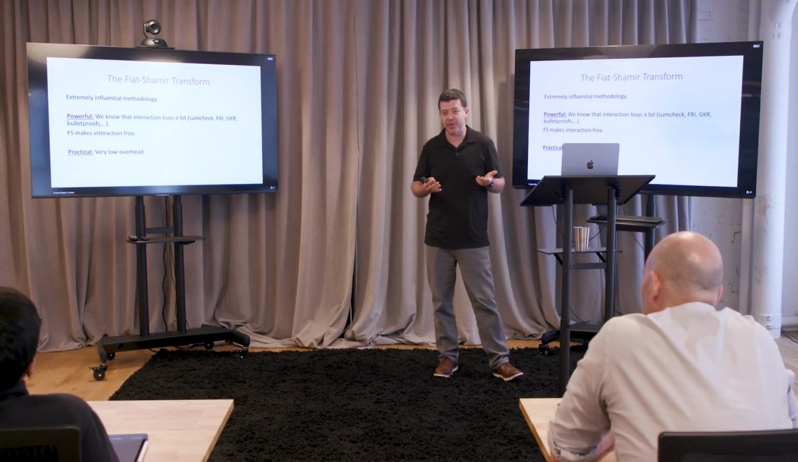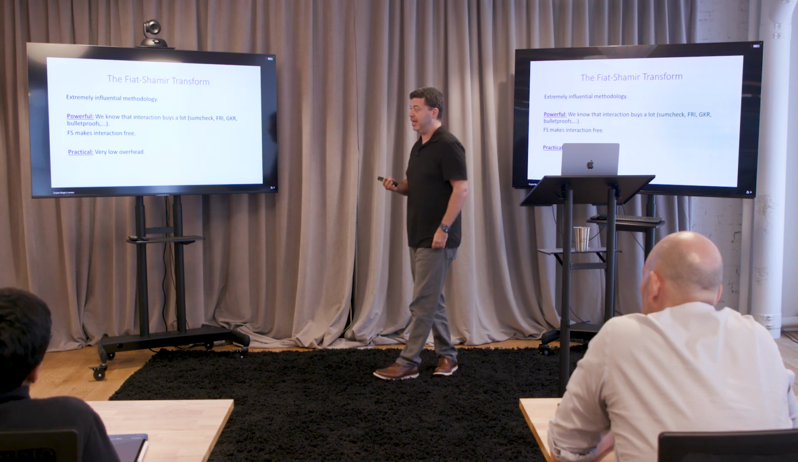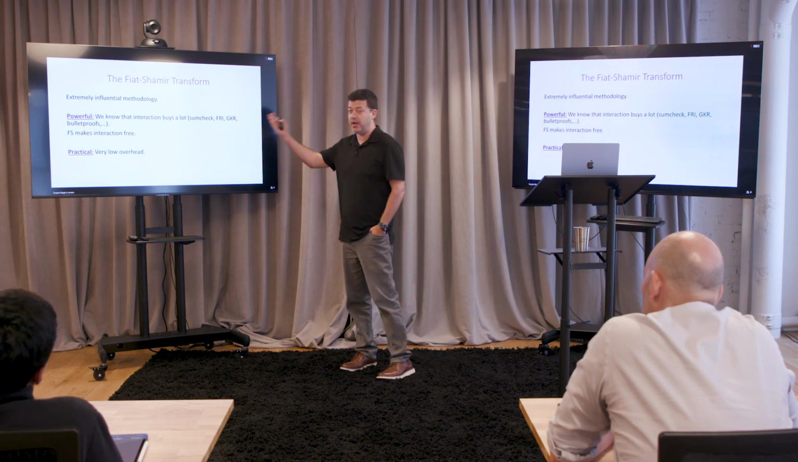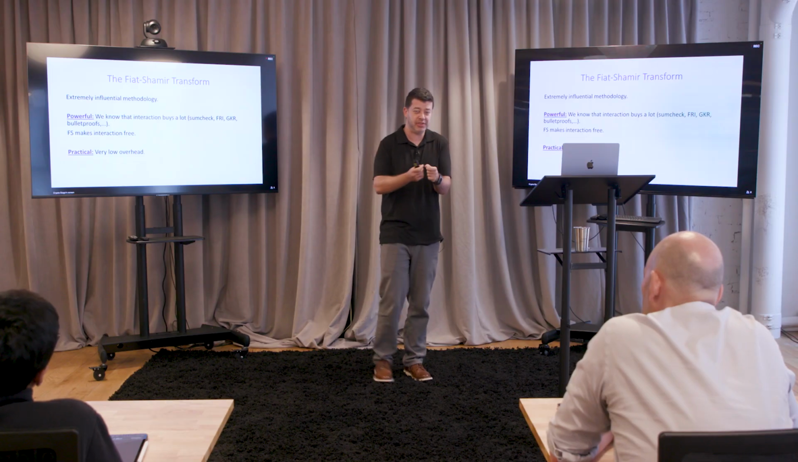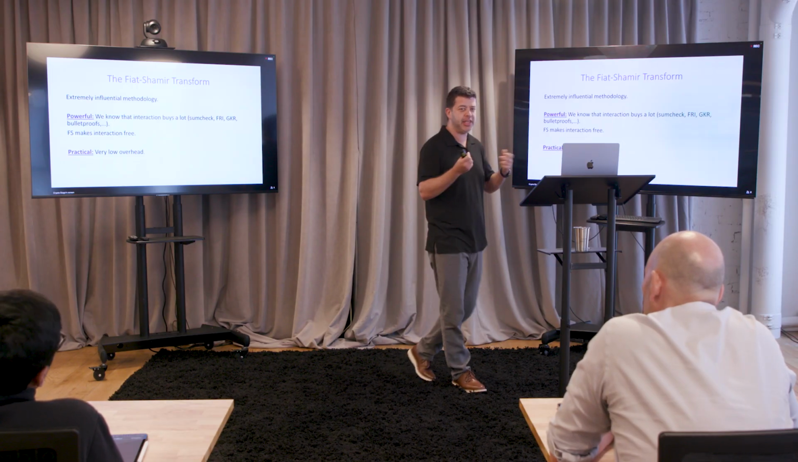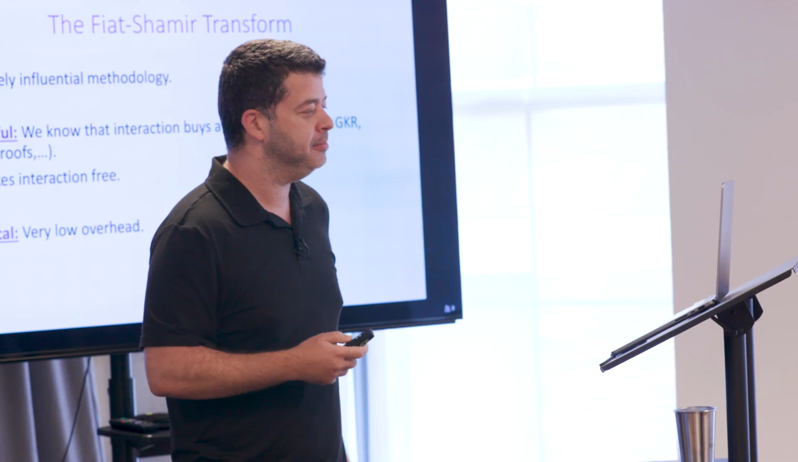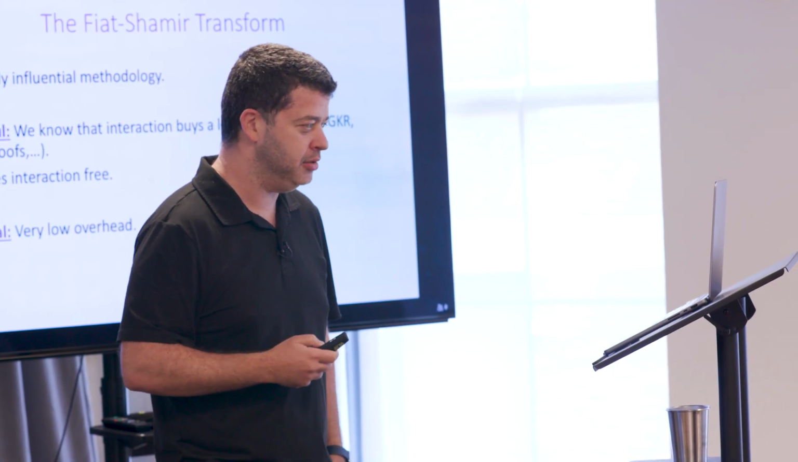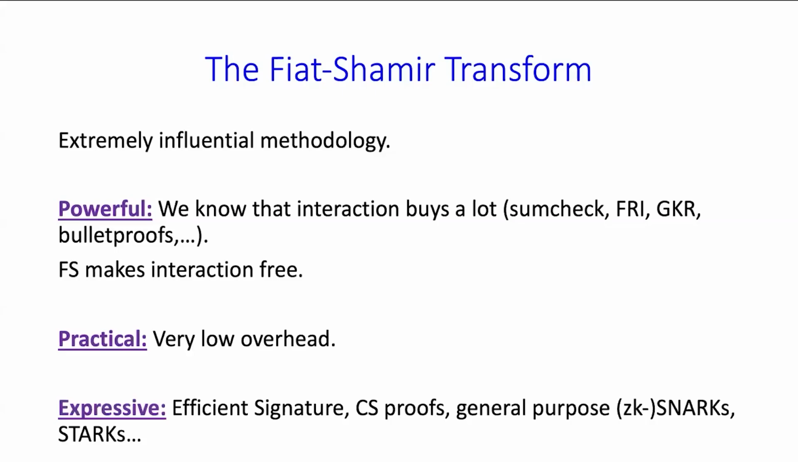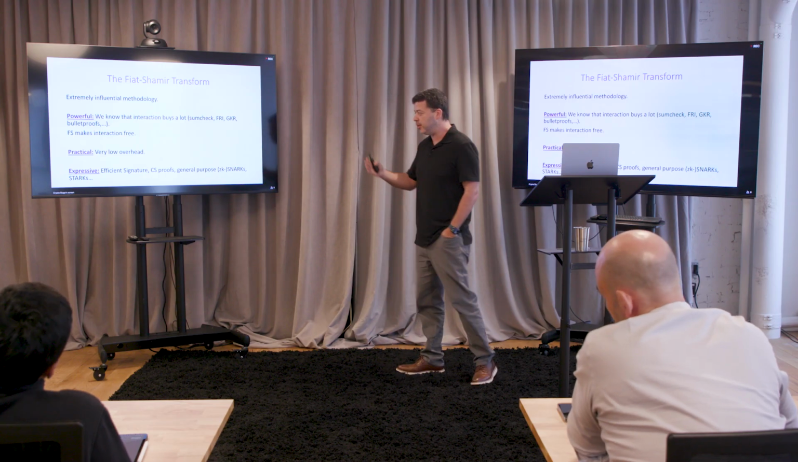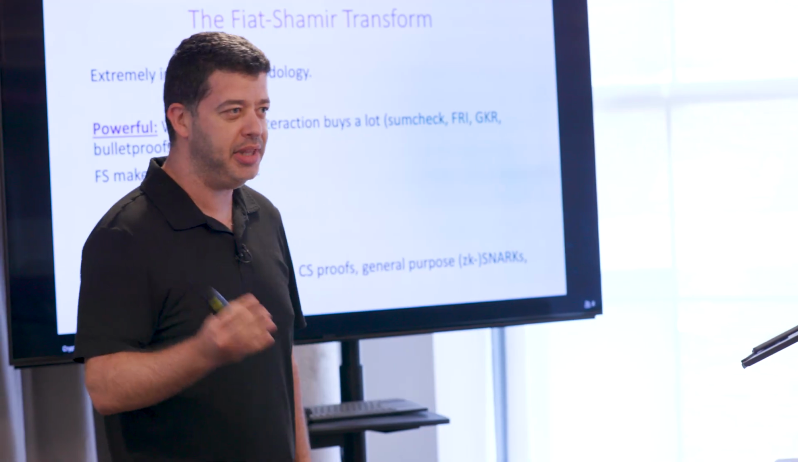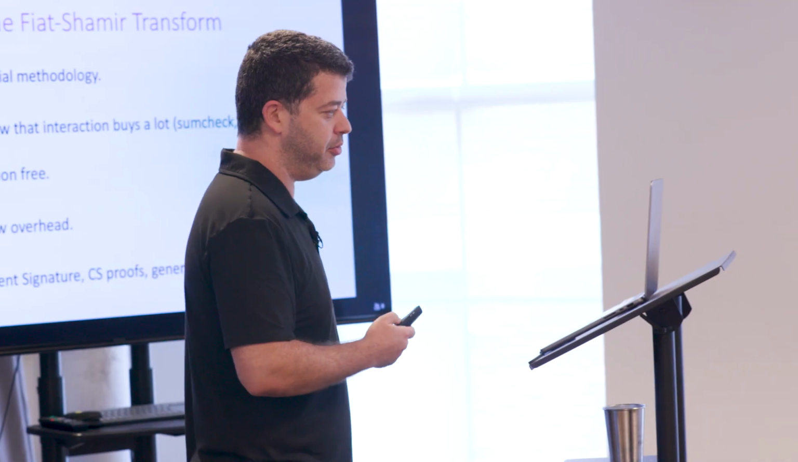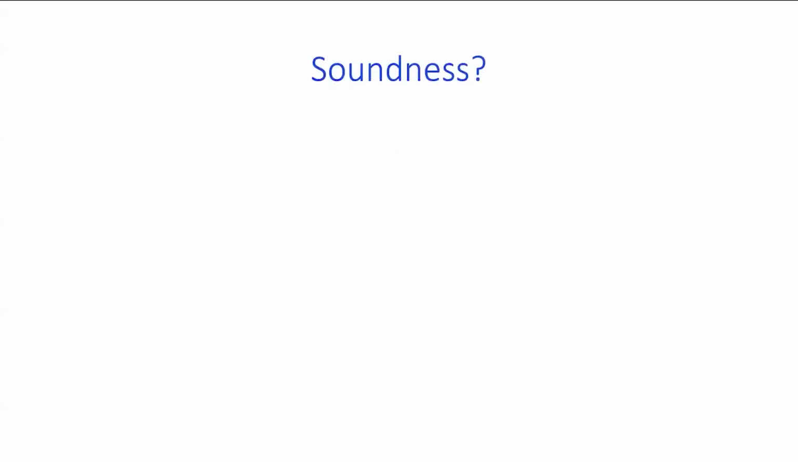It is highly practical and really deployed everywhere. A large reason for that is that it's very small overhead, right? All you need is a hash function, very lightweight, no public key crypto, and so on. So people like it a lot. And you can get a lot of mileage out of it, starting in the beginning with efficient signatures, going on in theory land to things like CS proofs, and nowadays SNARKs, STARKs, all of that stuff. So we really like the Fiat-Shamir transform. The question that we want to focus on in this talk is: is it sound?